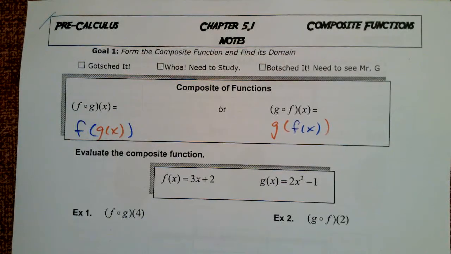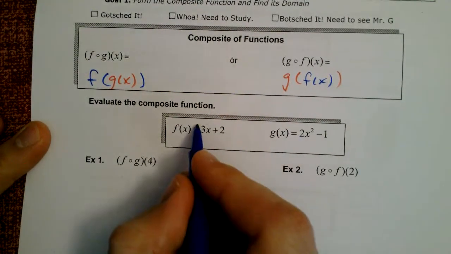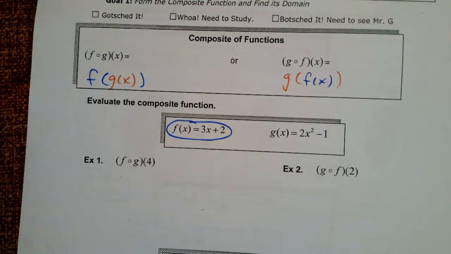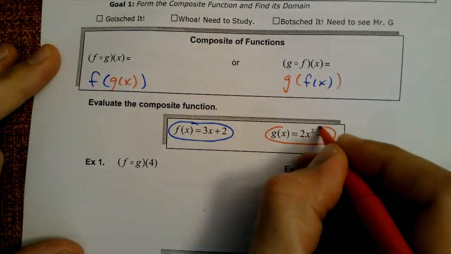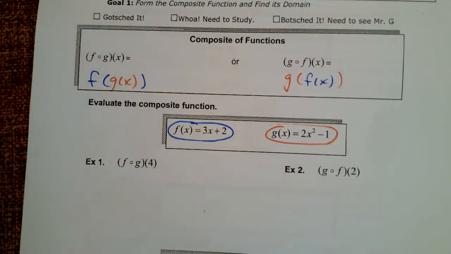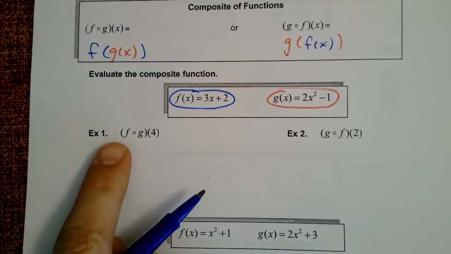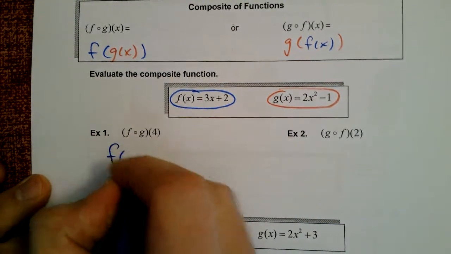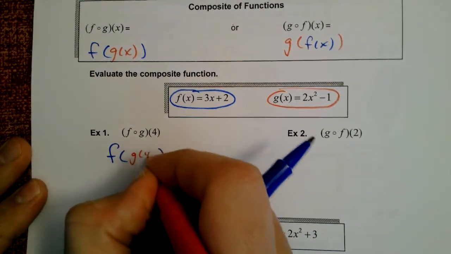So first thing we got to do is evaluate a composite. And I have two functions here. I have f of x is 3x plus 2. I'll use blue for that guy. And then g of x I have is 2x squared minus 1. What they're going to ask us to do here is they want f of g of 4. Now I like to rewrite that like this. So f of g of 4.